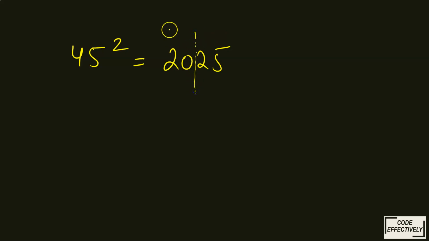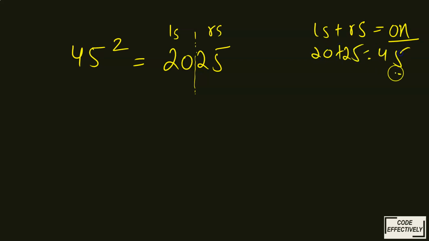Basically, the methodology we have to follow is that whenever you take a number, let's say 45, and you do the square of that number, it comes out to be 2025. Now we have to divide the square of the number into two equal parts. We can call this the LHS or left hand side, and this the right hand side. And when we add the LHS and RHS, it should come out equal to the original number itself. ON denotes original number. So 20 plus 25 gives 45. So it is a Kaprekar number.